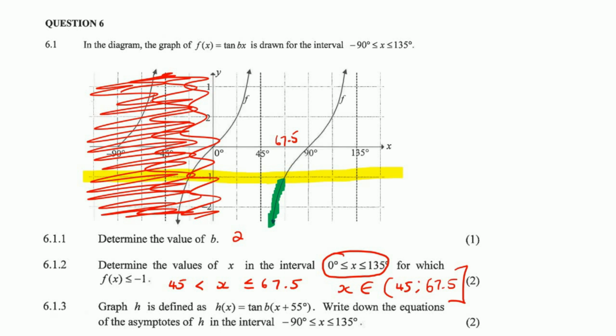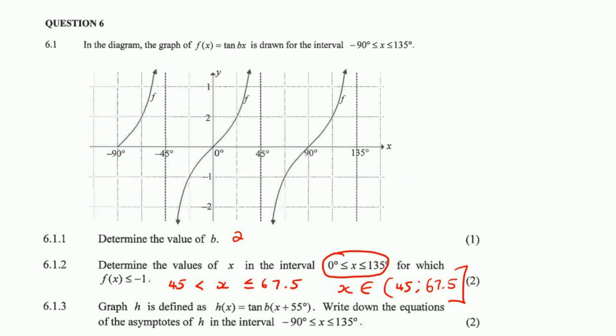67.5 with a square bracket. Next one, graph H is defined as, okay, so we've currently got graph F. Now they're talking about another graph, H, which is defined as tan of B. Okay, so this one's also tan of B. And then it's got x plus 55. So they're saying that h of x, let me just write this out again, is tan x plus 55.